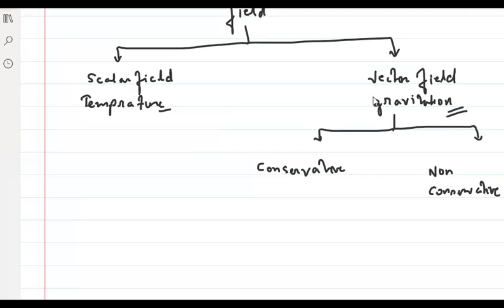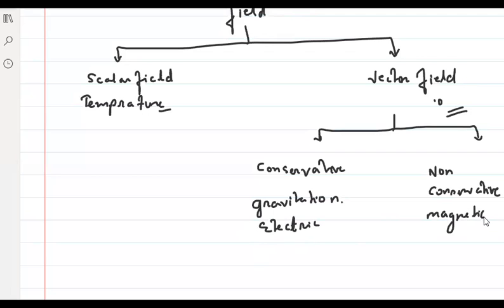No, this is about vectors. Gravitation is just an example, okay? So in conservative, we have gravitational, and electrostatic or electric field. And in non-conservative, we have the magnetic field.